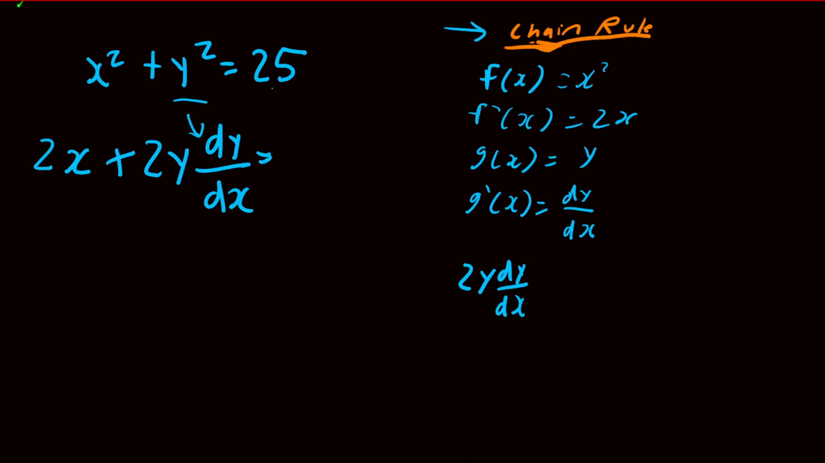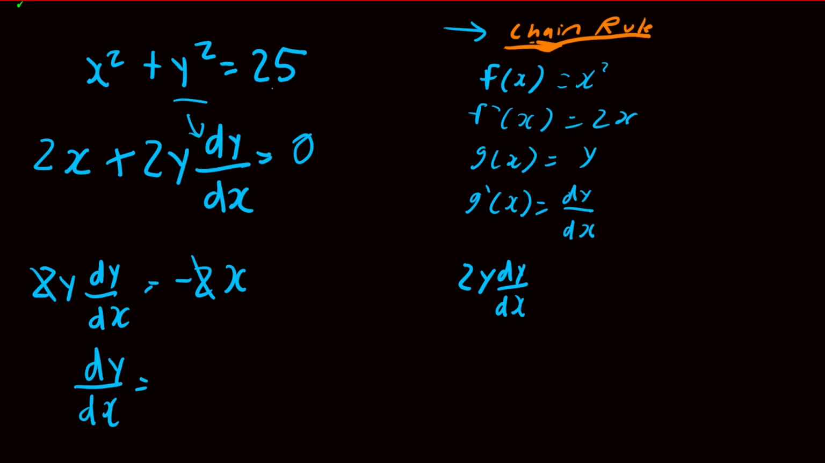So, anyway, the derivative of 25 is 0. Now we just solve for dy/dx. So we get 2y dy/dx equals negative 2x. We can cancel out the 2's, so dy/dx equals negative x over y. And there is our answer. So boom, first implicit type. Now, let's go on to our next one.